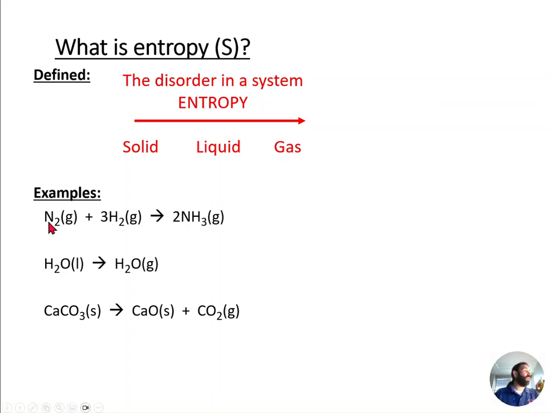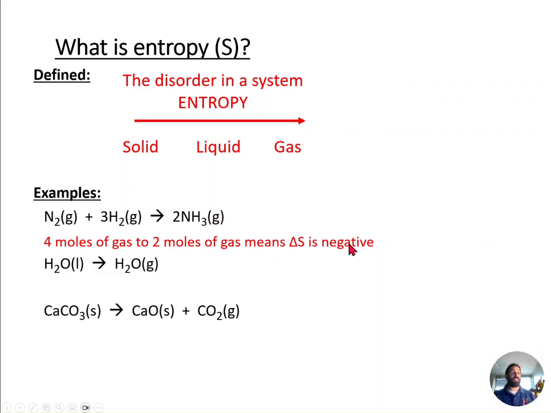So in the first equation here, we have nitrogen and 3 moles of hydrogen making 2 moles of ammonia. Since we start with 4 moles of gas and end up with 2 moles of gas, delta S here is actually negative. Less gas has less disorder than more gas.